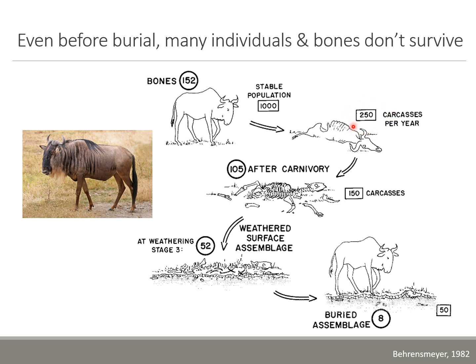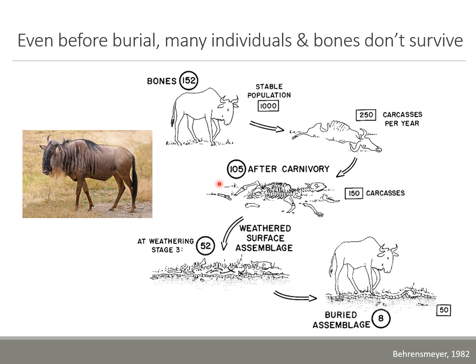That's 250. So already we're seeing we go from 1,000 to 250. Okay, and after a round of carnivores getting at it, we see about 100 of those 250 carcasses are destroyed or not really recognizable. And on average, we go from 152 bones to 105. Okay, so that's just after carnivory.